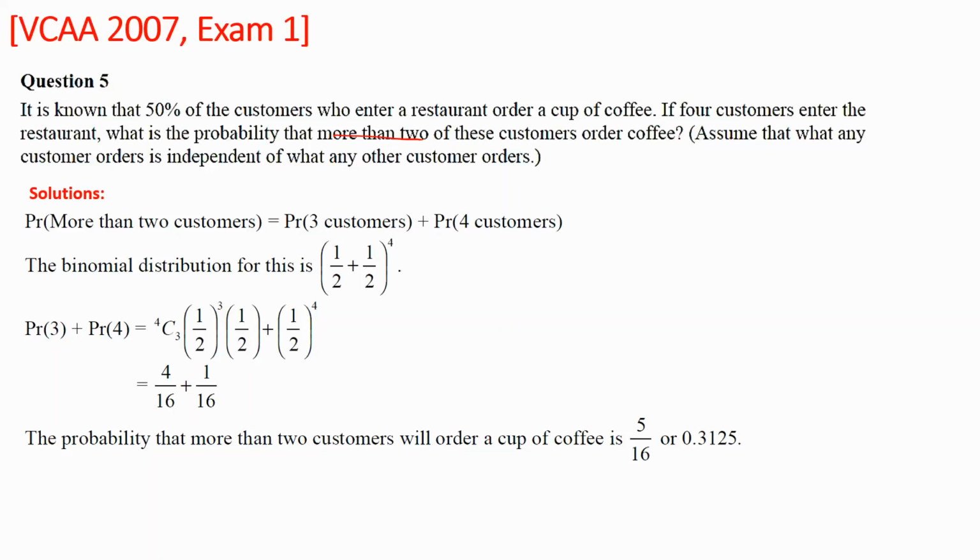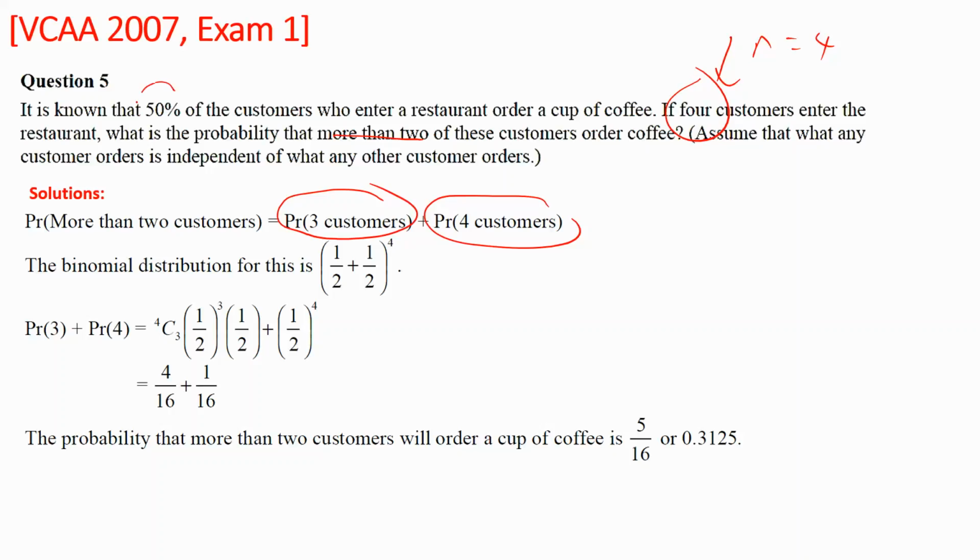How many customers came in? Four. So obviously you should have known that n equals four. And out of those four, you want more than two. So you either have three or four, which is what they're doing here: probability of three customers plus probability of four customers. So it's more than two, that's the key part.